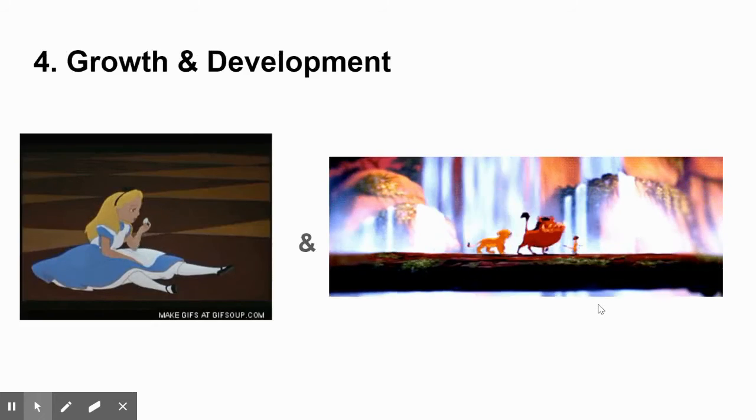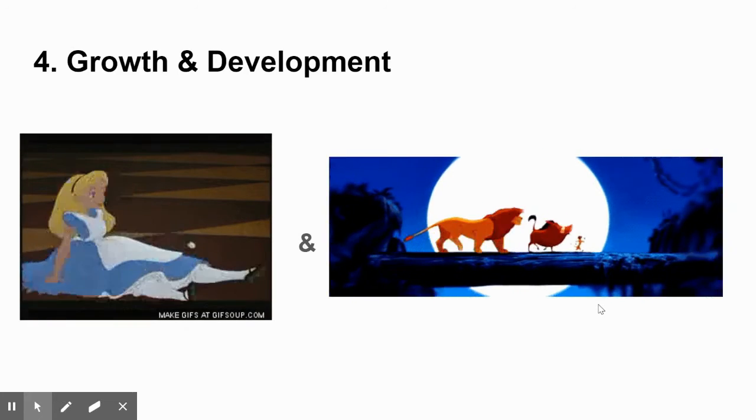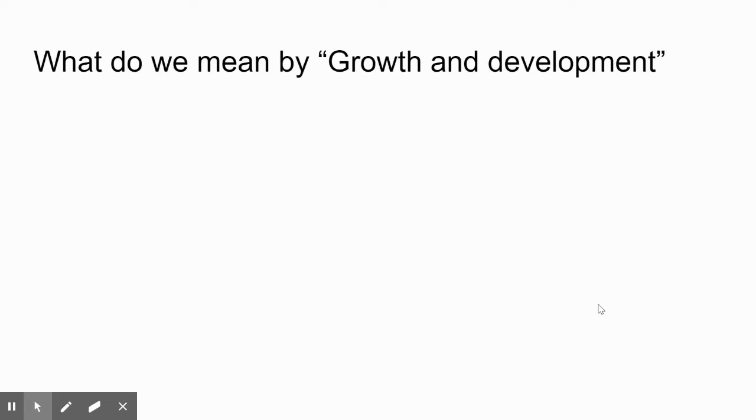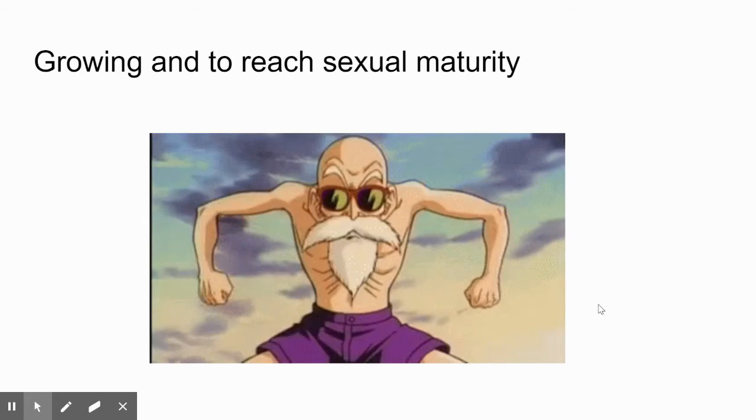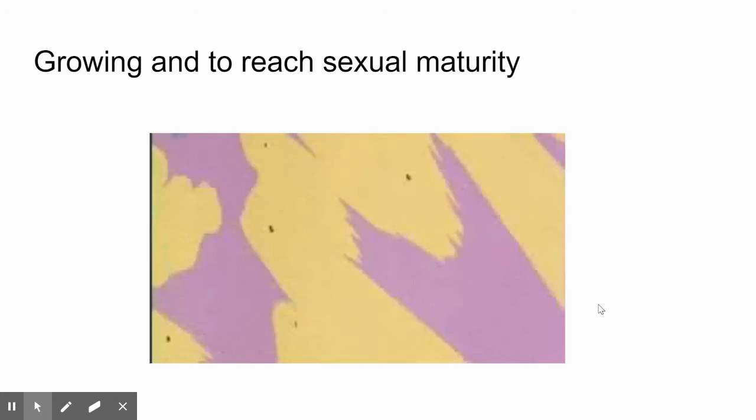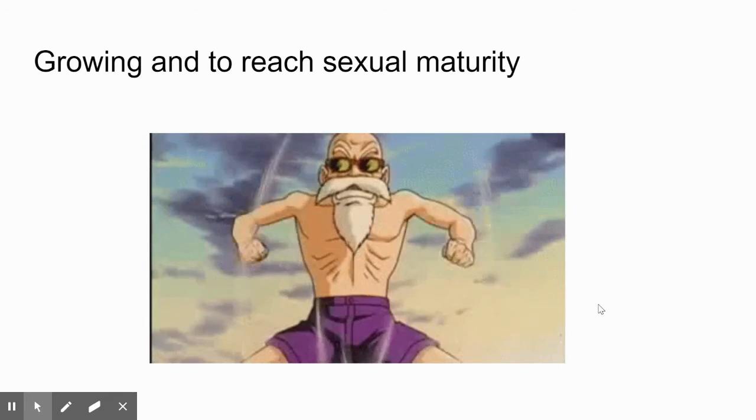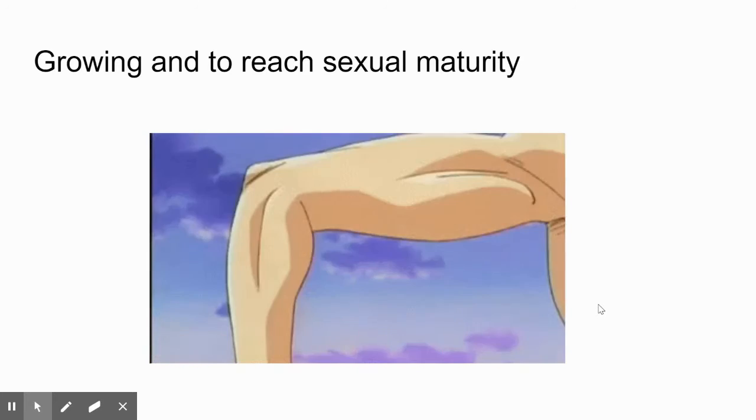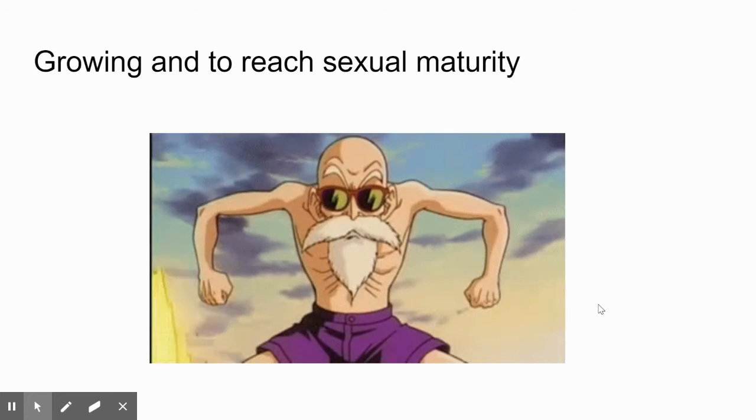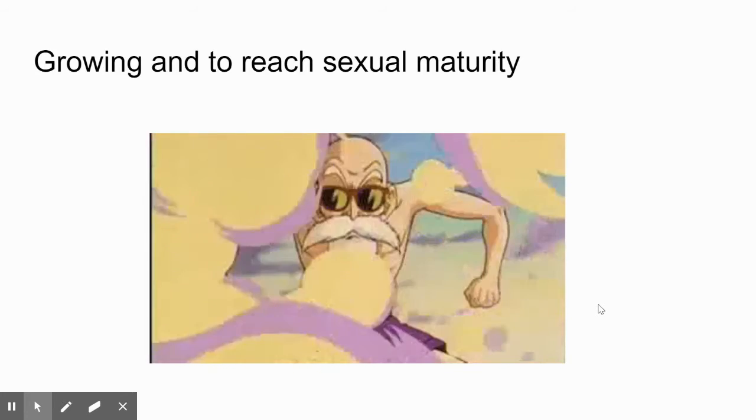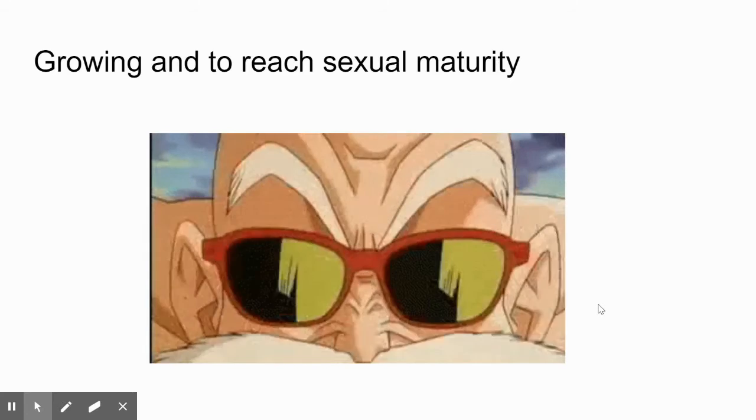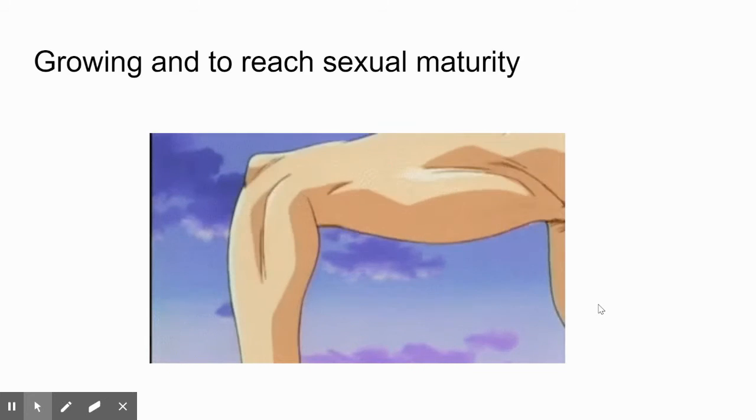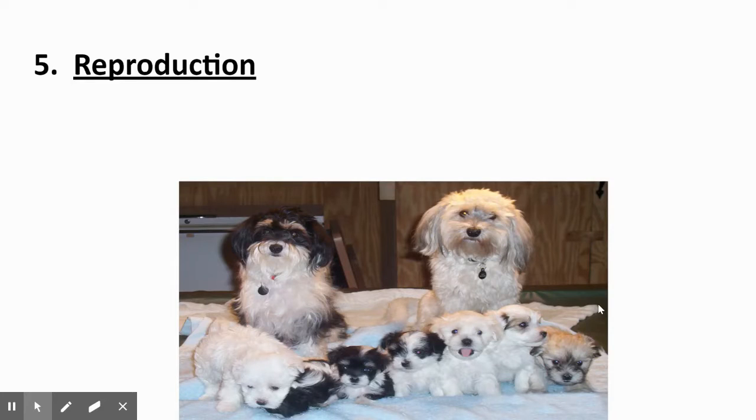All right, so our next characteristic of life is going to be growth and development. What do we mean by growth and development? What we mean by that is growing is really just getting bigger, while by developed, or fully developed, we mean you're going to reach sexual maturity. So growing like Master Roshi is, and technically he is sexually mature, he's able to reproduce, and that segues us to our next characteristic of life, reproduction.